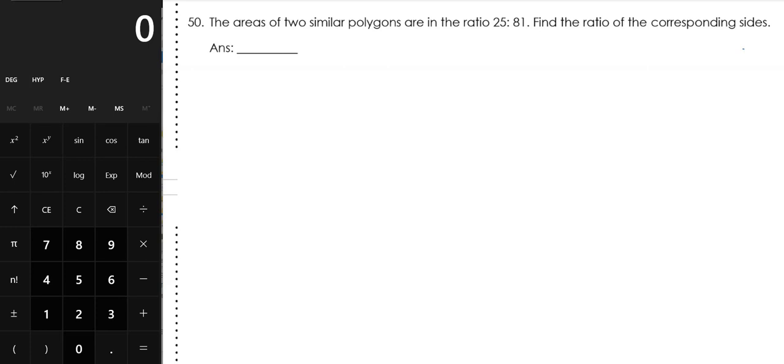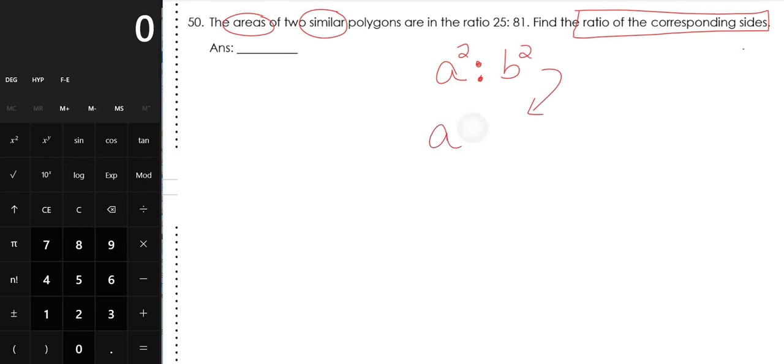Number 50. The areas of two similar polygons are in the ratio 25 to 81. Find the ratio of the corresponding sides. Okay, so they're asking you for the simple ratio of sides and perimeters. But what they gave us was a ratio, but not for the sides. It was for the areas. So if you recall, when we have ratios for areas, it's our regular scale factor, or our regular ratio for the sides, squared.